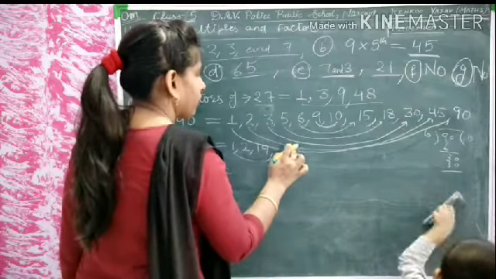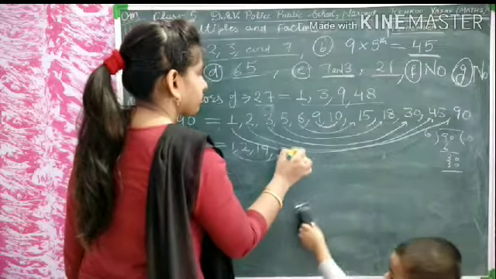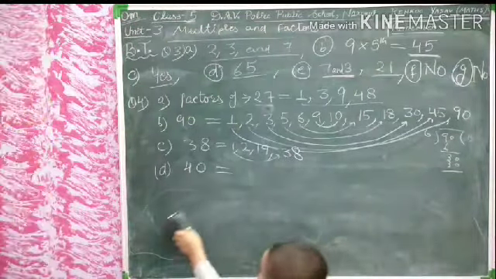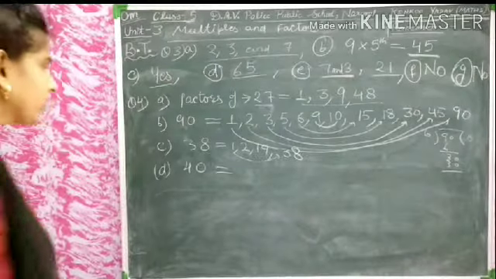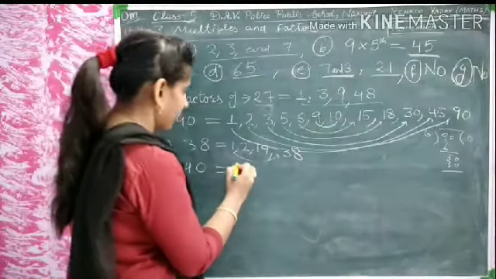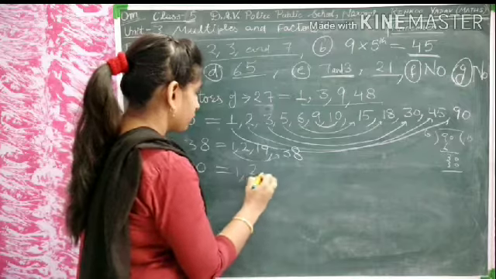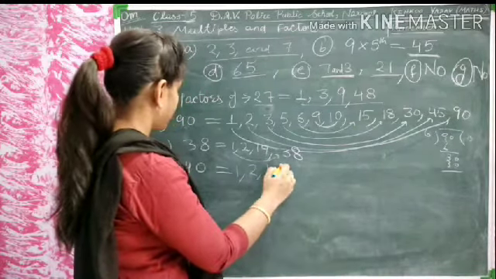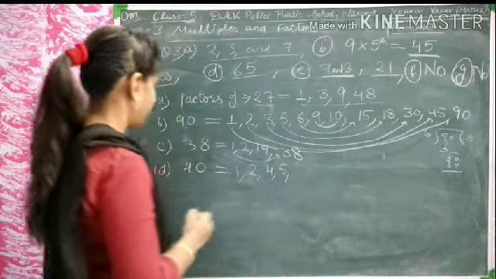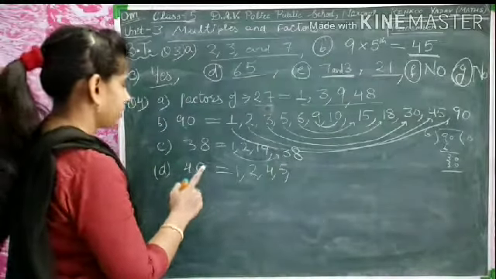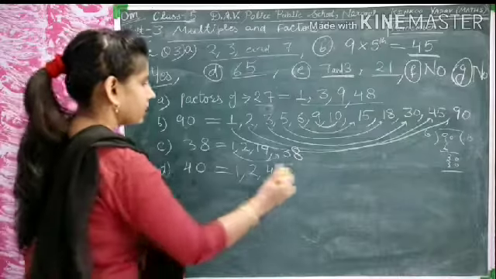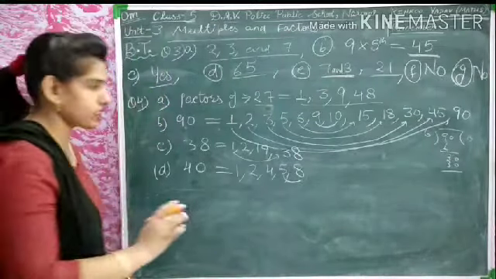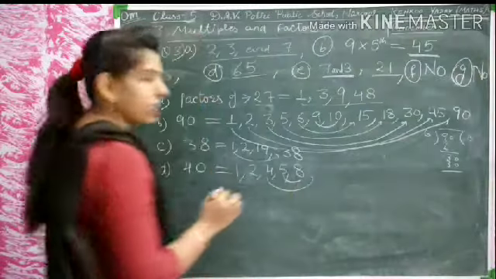Now we will divide this number. We will divide the 40. So the factors of 40 are 1, 2, 3, 4, 5, 6, 7, 8, yes, 5, 8 is 40 and 8, 5 is 40. Stop the process. Now you will add on the tips.